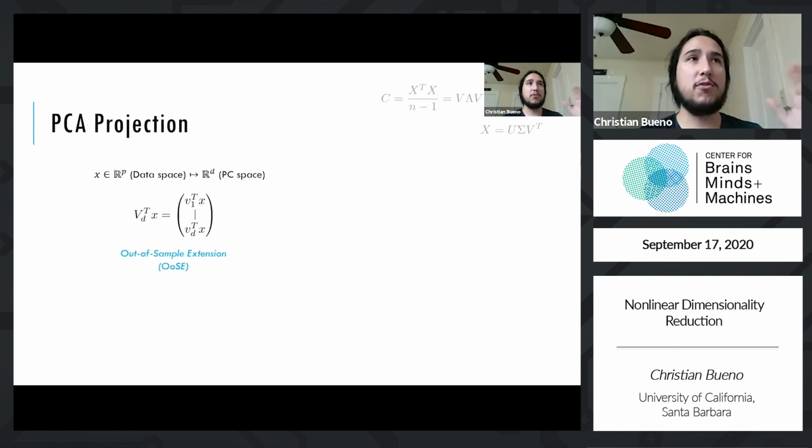To do the projection, we just take that matrix of eigenvectors and multiply it that way, and this will apply to things that were not in your data set. This is going to be an important thing to observe as we go through the other methods.